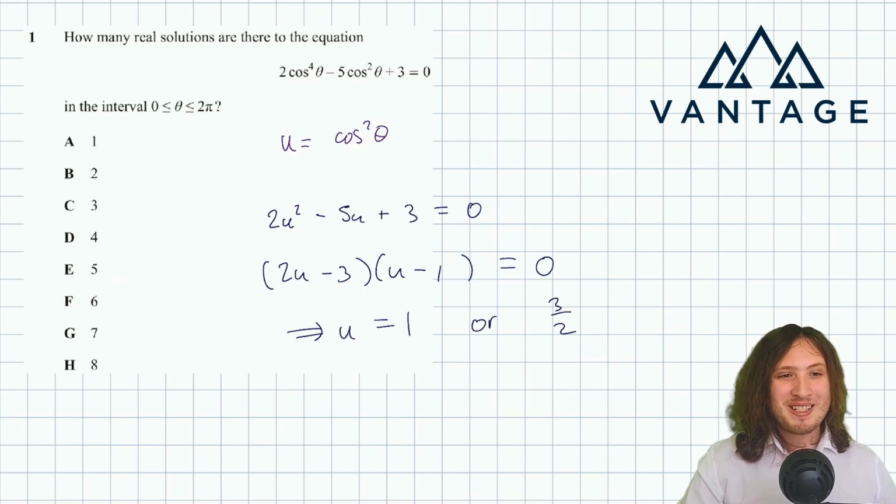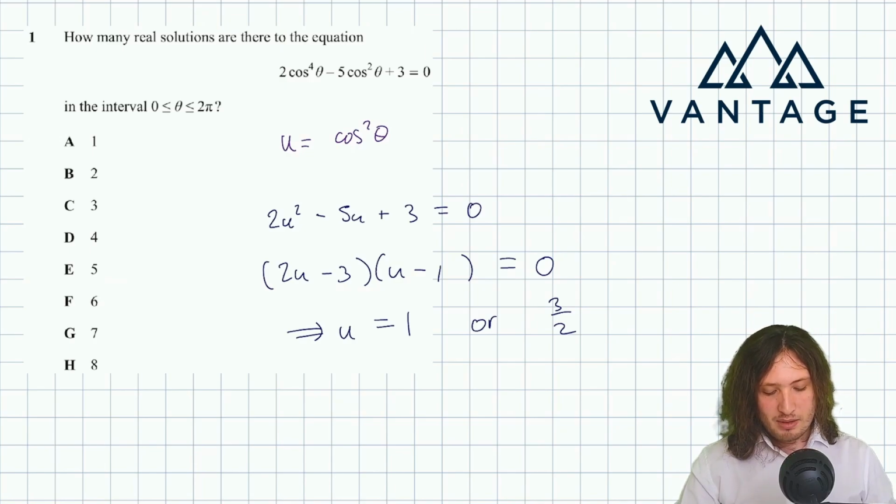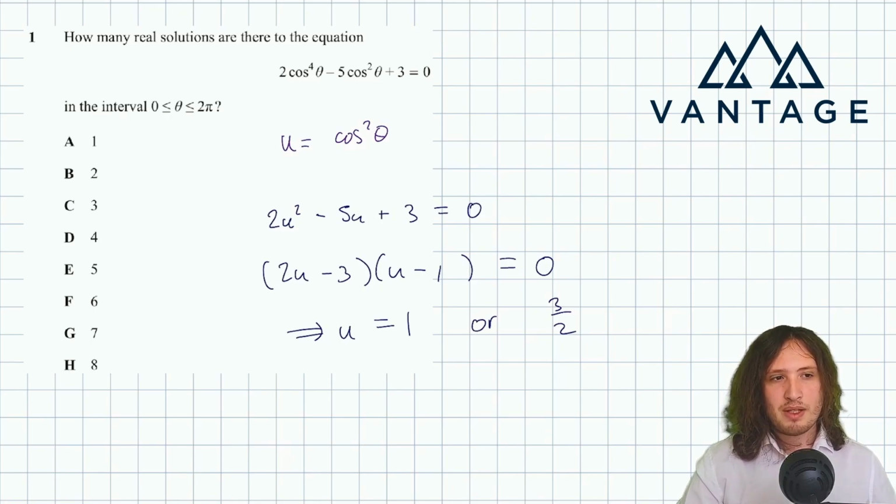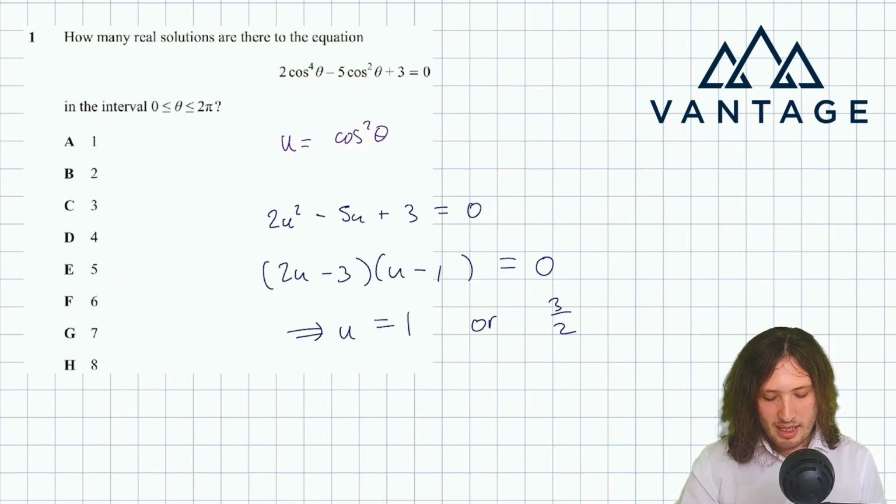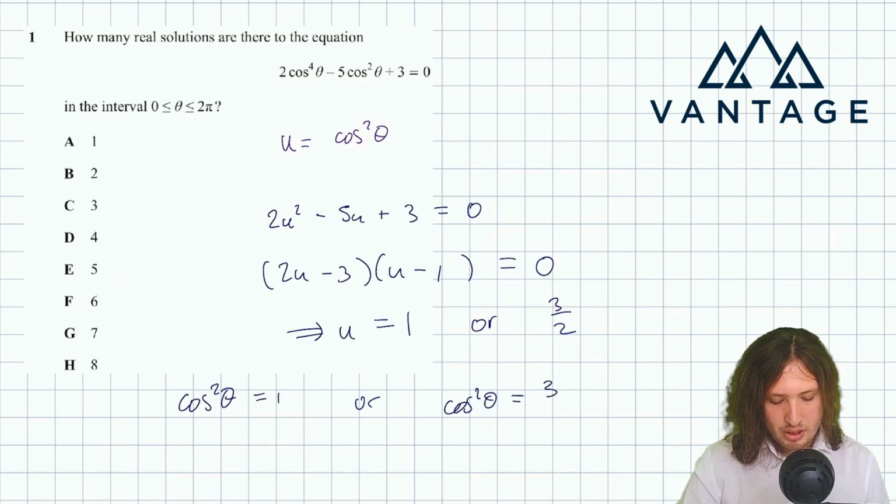Now, we're not done. We mustn't at this point say, aha, there are two solutions, because it's not solutions in u we want, it's solutions in theta. And specifically, some values for u may correspond to multiple possible values for theta, others might correspond to none. So we know that we need either cos squared theta is 1 or cos squared theta is 3 over 2.